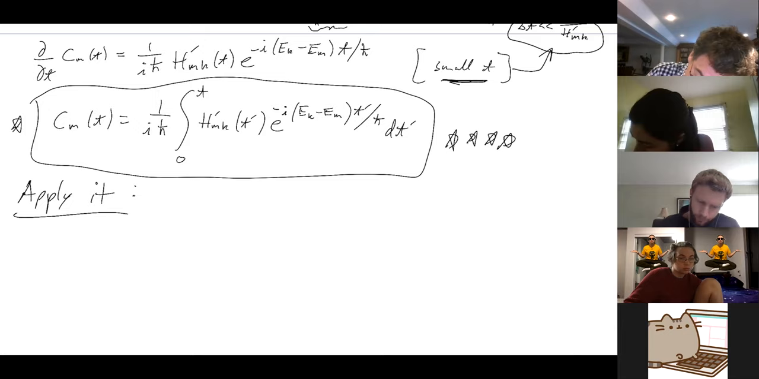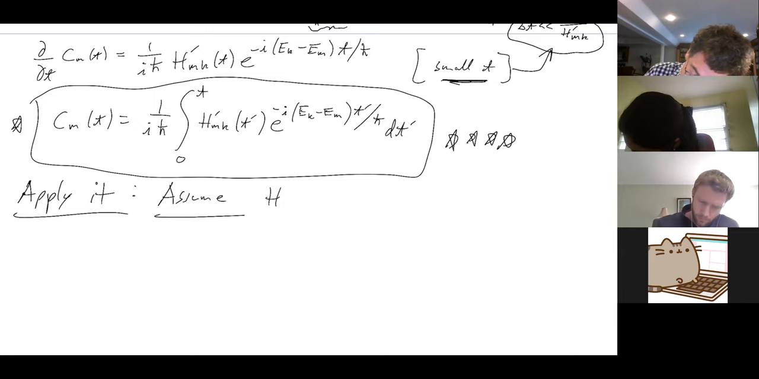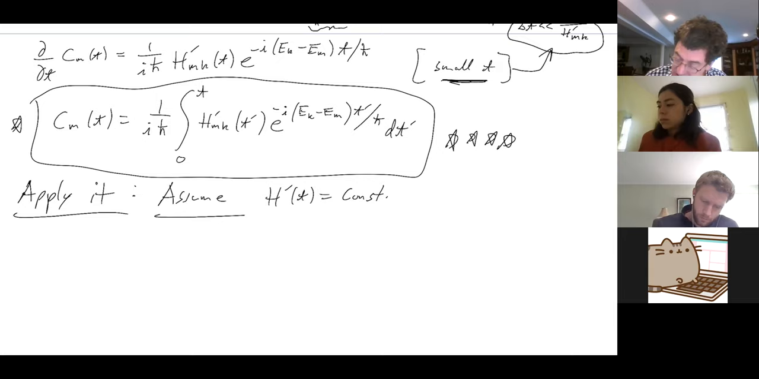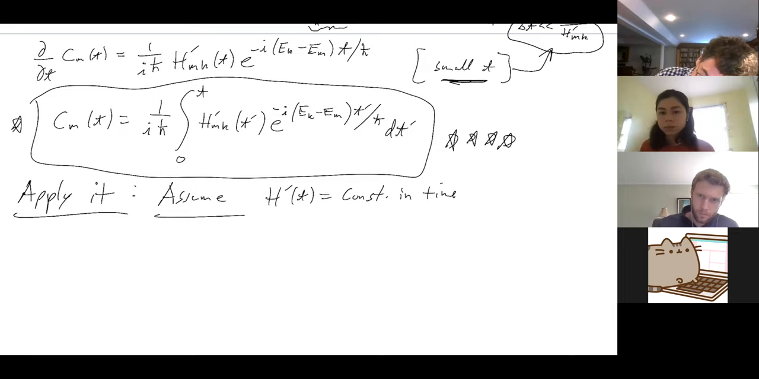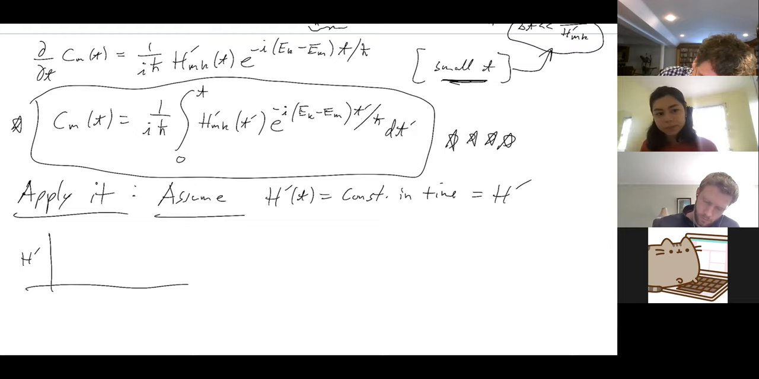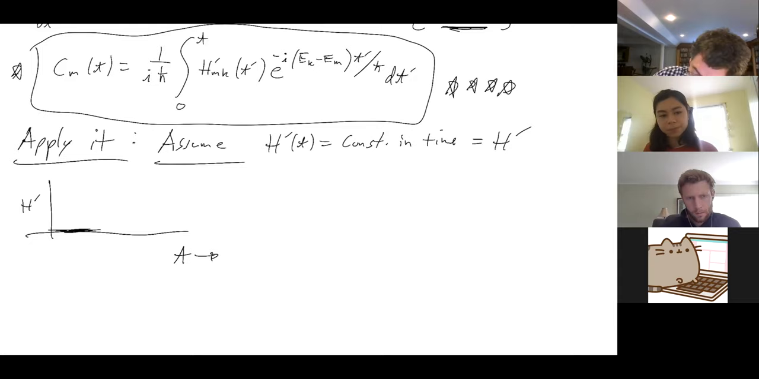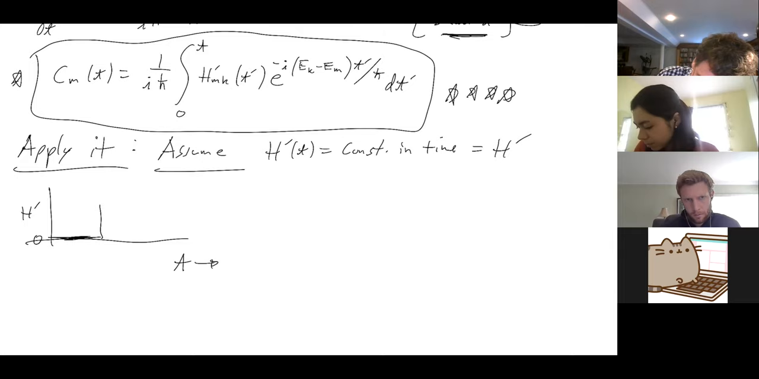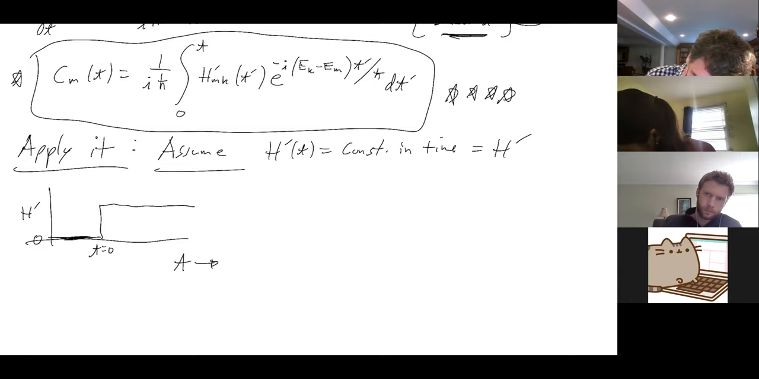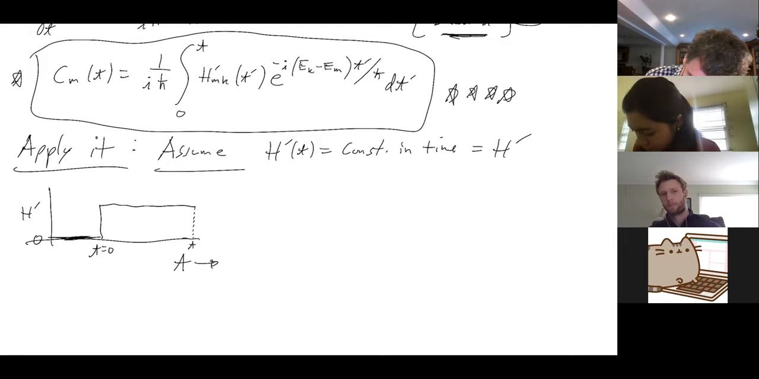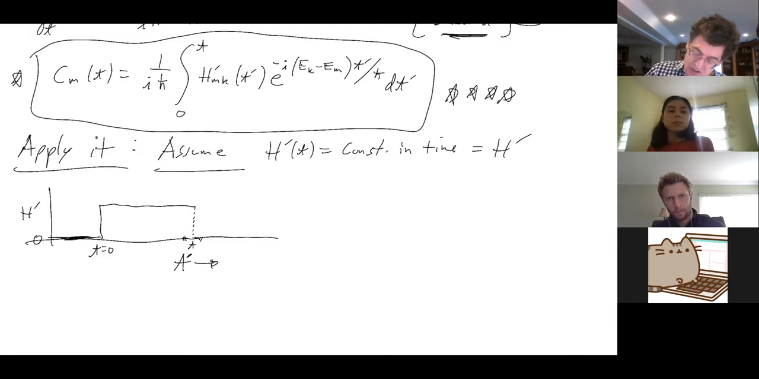Let's make a simple assumption. Let's assume that h prime of t equals a constant, a constant in time. So we're going to make this assumption that h prime looks like this. As a function of time, it's going to be 0, and then it turns on at t equals 0, and then it's just constant. And then you can think of it as turning off at time t. I'll call this the t prime axis, but at time t you think of it as turning off. So this is our perturbation.